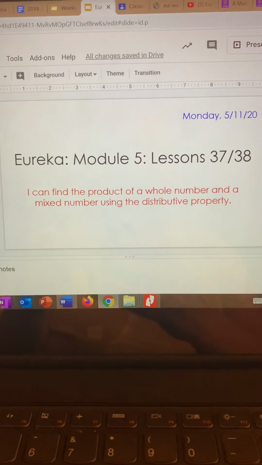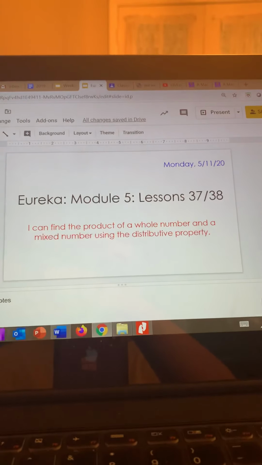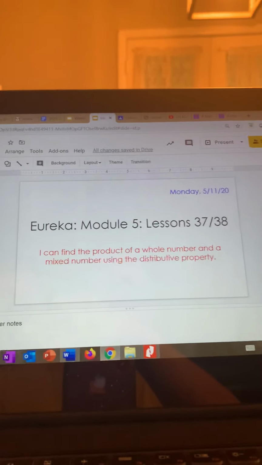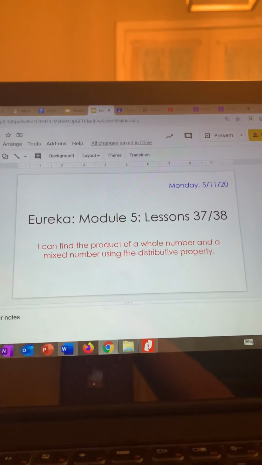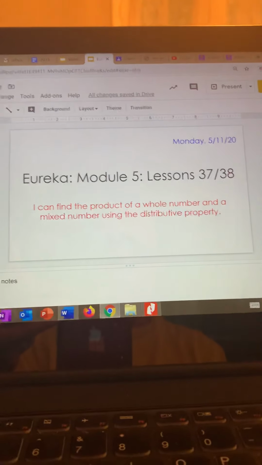Here is a brief little mini lesson from yours truly on the combined lessons 37 and 38 for Eureka 4th grade module 5. It's fractions. We are almost at the end of this module. We're starting decimals next week. We're going to have a quiz on Friday, so this is an important week.